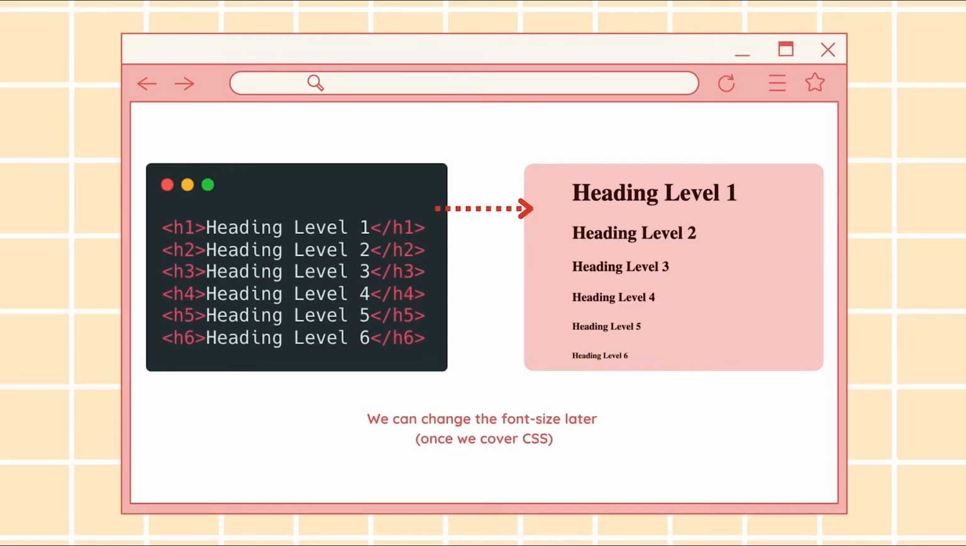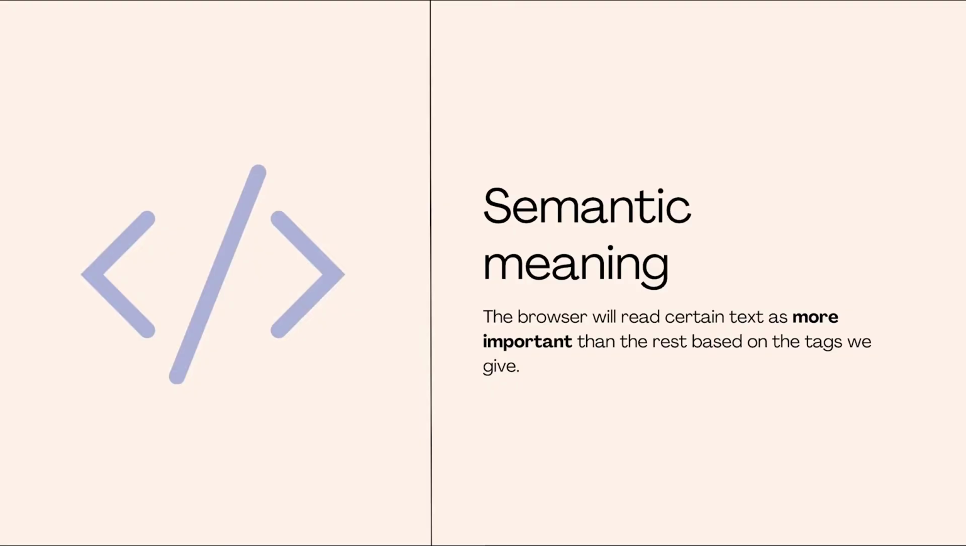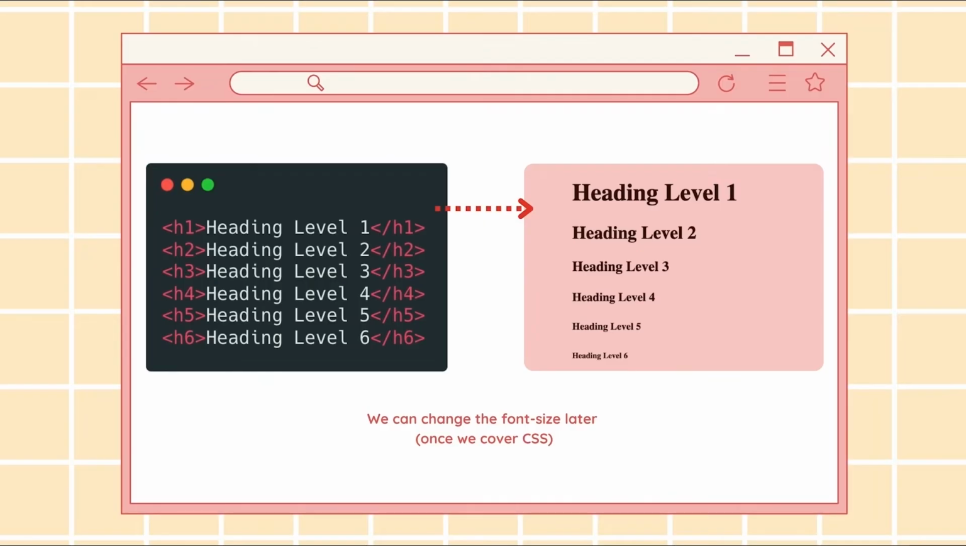What is interesting about this is that giving text certain tags gives it semantic meaning to the browser, meaning that the browser will read the text with some kind of meaning. In this case, the H1 tag will be treated as the most important title on the page. I did also mention that most elements have an opening and closing tag.